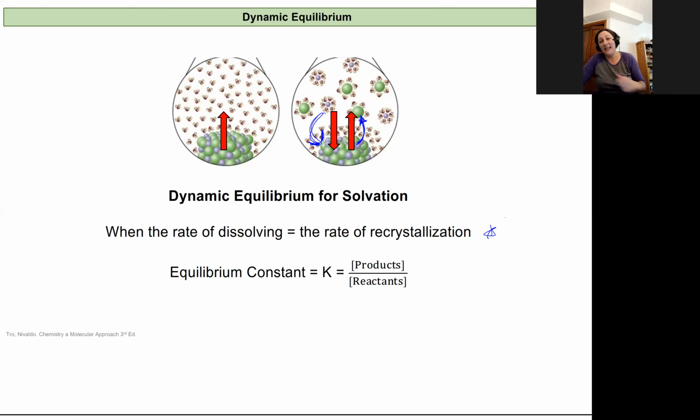So we can calculate an equilibrium constant for this, just like we did for chemical reactions. The equilibrium constant, which is always an uppercase K, is going to be equal to our products over our reactants. And in this case, we're thinking about the process of this solid dissolving. And so our reactant will be a solid, and our products will be aqueous ions. So let's take a look at this.